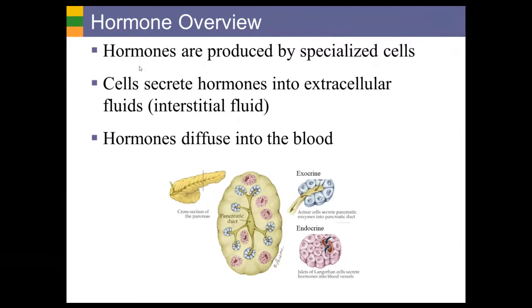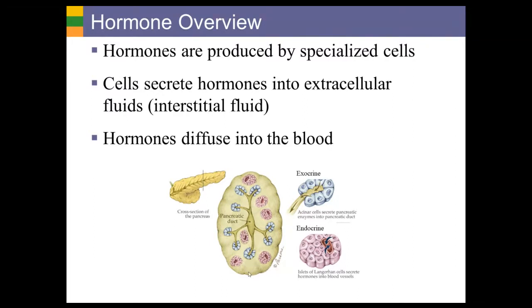Hormones are substances that are produced by specialized cells. These cells secrete these hormones into the extracellular fluid. They then pass from the extracellular fluid into the blood, and then they are taken all over the body. What you're looking at here is the pancreas. This would be if we took a slice of the pancreas here and then we turned it toward you, it would look like this. Now, the pancreas is an interesting organ.